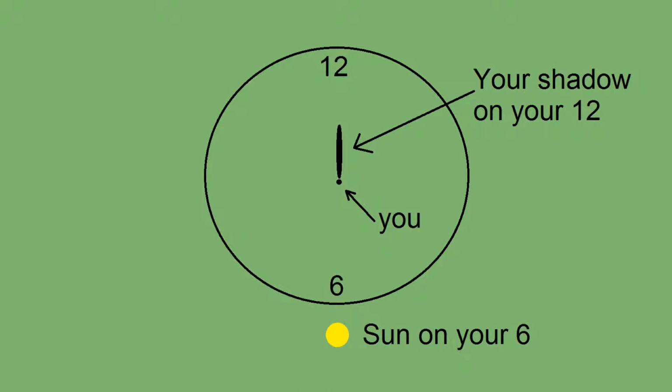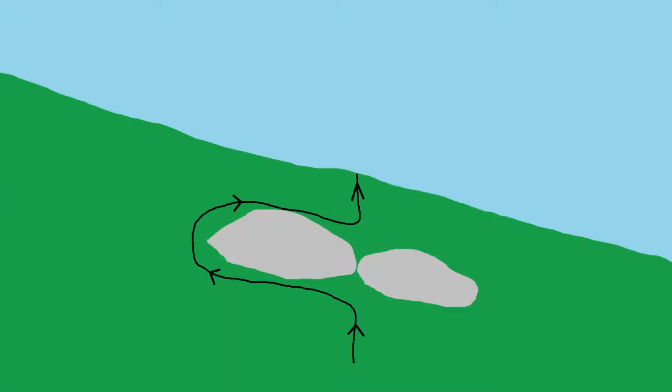If your intended course calls for the sun to be on your 6, for instance, your shadow will fall on your 12 whenever you're headed in the right direction. As you proceed, just keep your shadow on your 12 to maintain your intended heading. Your shadow will shift as you go around obstacles, but to maintain your course, return your shadow to your 12 as soon as the terrain permits.